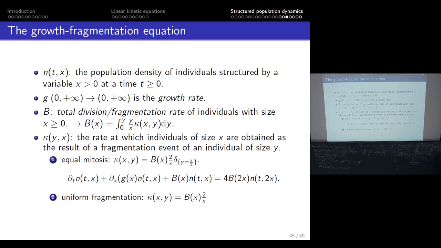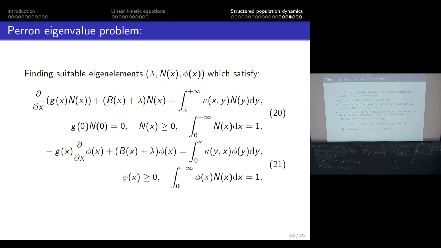So here it's the growth rate, and then we will write b in terms of the fragmentation kernel this way, so that we get the conservation of the right-hand side, the operator which is describing the right-hand side of the equation, let's say. In this work, we consider only two types of kernel. One of them is equal mitosis of this shape, and then the equation becomes something like this. And the other one is the uniform fragmentation, which is basically constant fragmentation.